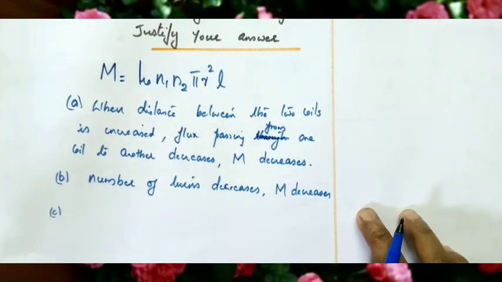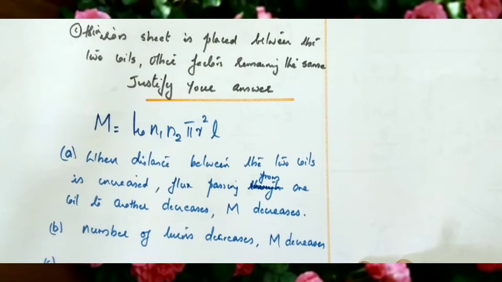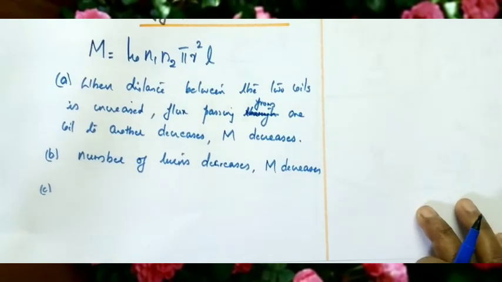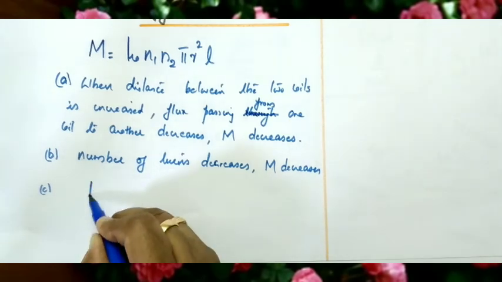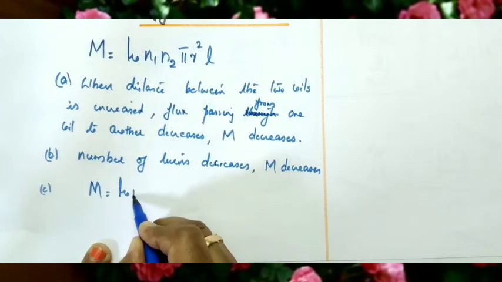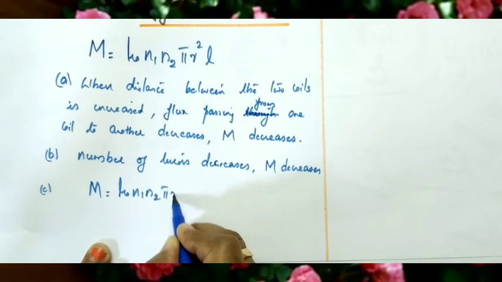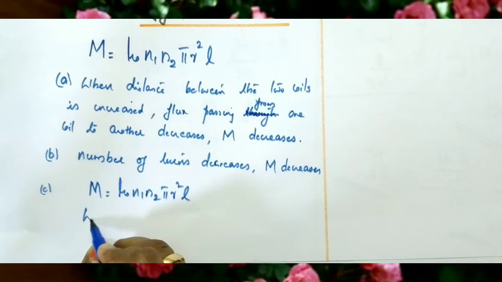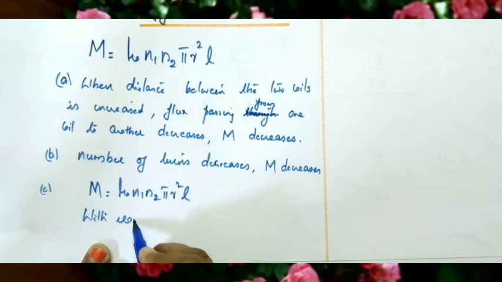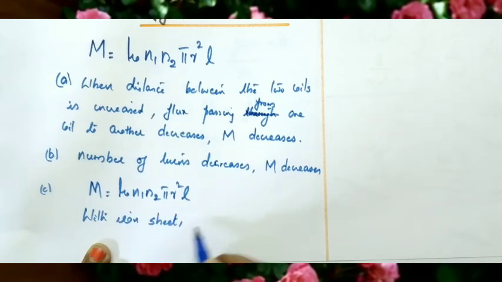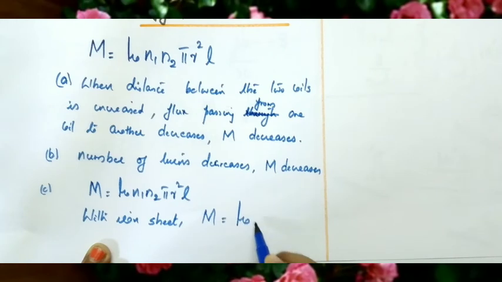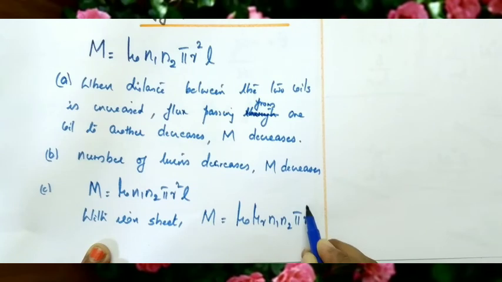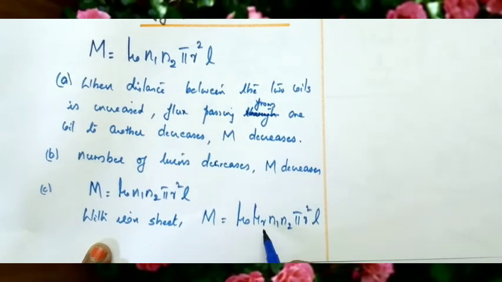Then the third one, a thin iron sheet is placed between the two coils, other factors remaining the same. We have the mutual inductance formula M equals mu 0 N1 N2 pi r square into L, or pi r square means area into length. With a thin iron sheet, how will you write the mutual inductance? M equal to mu 0 mu r N1 N2 pi r square into L. Mu r is always greater than 1.